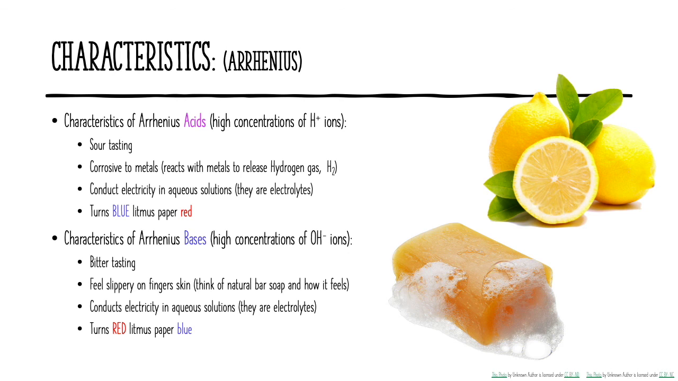Again, these will conduct electricity in aqueous solution because they are electrolytes. And just like the acids, they can be classified as strong or weak. And a base will turn red litmus paper blue. So if we start off with red litmus paper and we touch it to a base, it'll turn blue. If we start off with blue litmus paper and we touch it to a base, it will stay blue. So blue is for base and red is for acid.